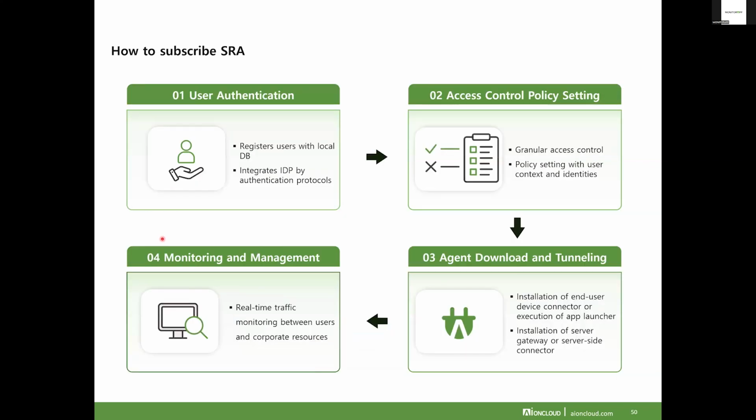To subscribe to the SRA is very easy. You will register users with a local database or make the database yourself. You will apply access control policies to those users, have your users install the agent and also install agents onto the servers and connect them with tunnels, and then start monitoring and managing your organization.